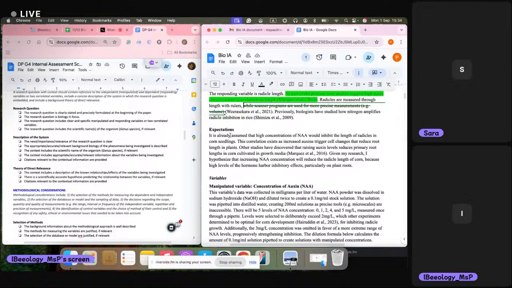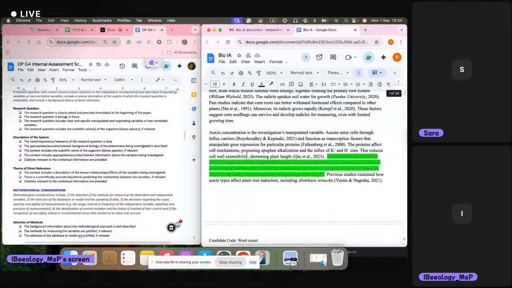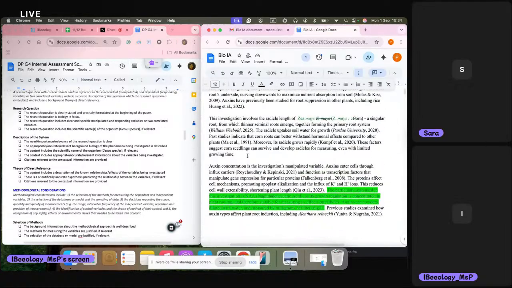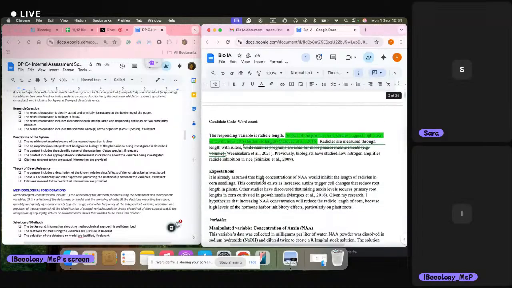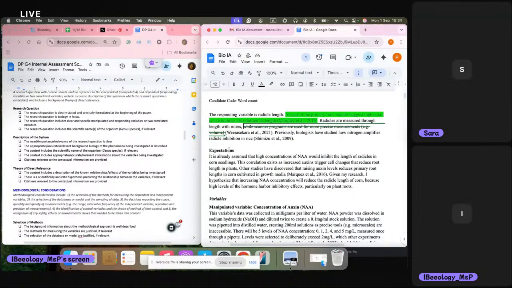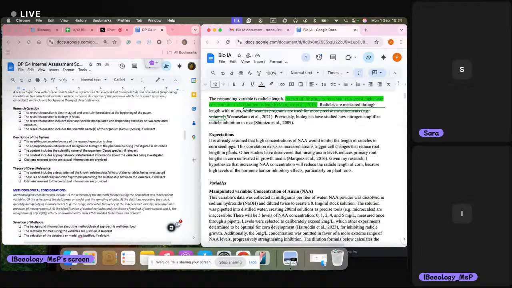Okay. So, it doesn't necessarily have to be a separate paragraph. It can be put into this. All right. Say it is already assumed that the concentration of radicals, the correlation exists in increased auxins. So, as you can see here, if you place it in a different paragraph, then you're just kind of saying it again. You're being redundant, right? So let's take note of that.